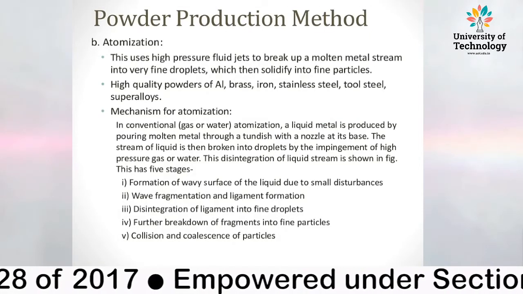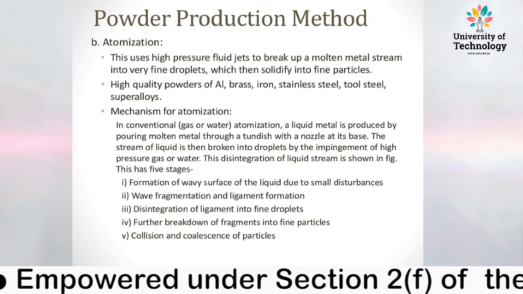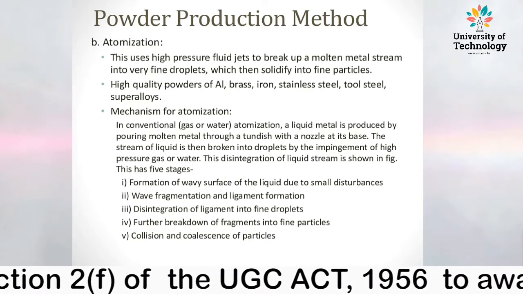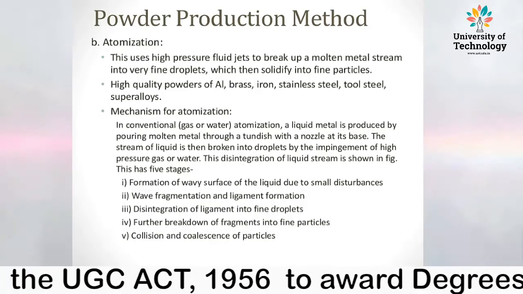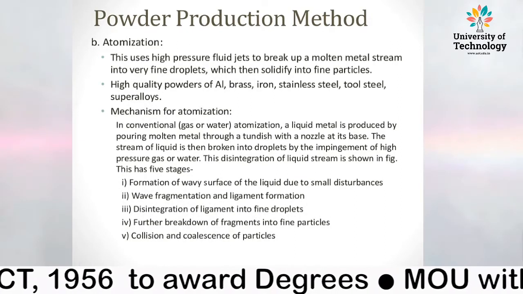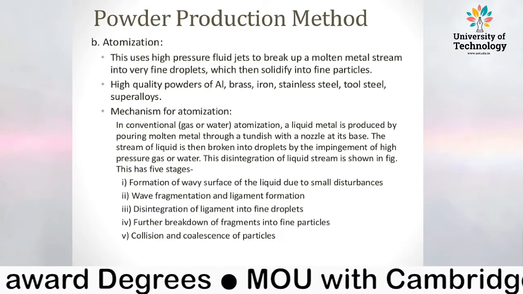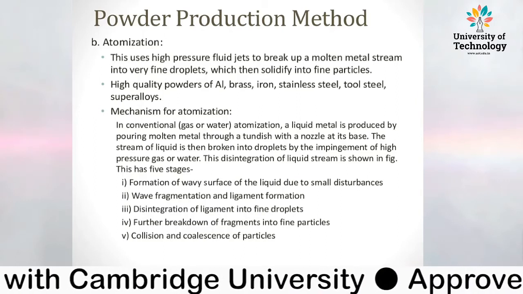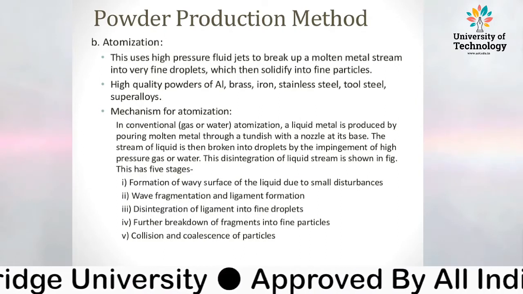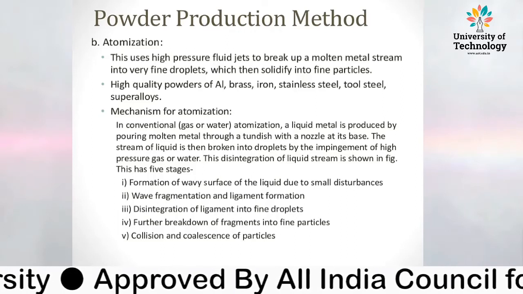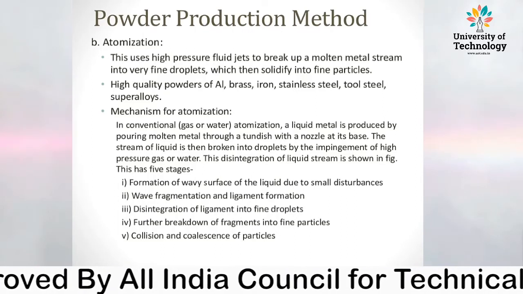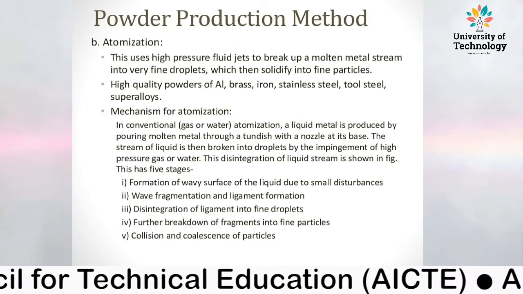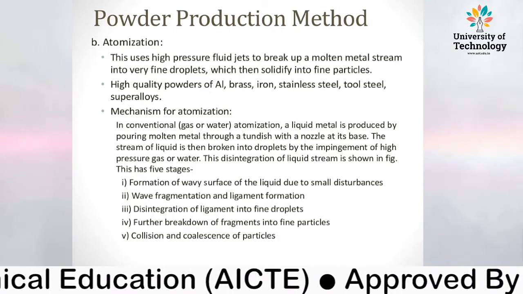Next process is atomization. In this process, a high pressure fluid jet is used to break up a molten metal stream into very fine droplets, which then solidify into fine particles. In this process, high quality powders of aluminum, brass, iron, stainless steel, tool steel, superalloys, etc. are produced.